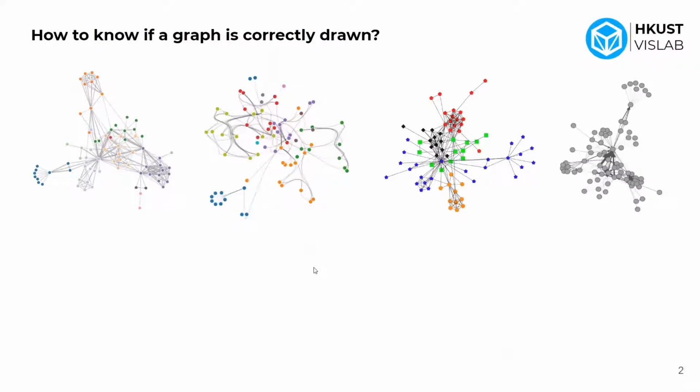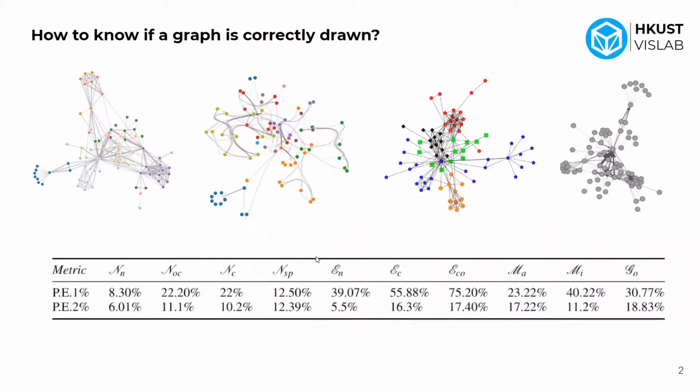We propose a new method to directly compute these metrics from graph layout images using convolutional neural networks. Below are the results. To know more about our approach, please attend our talk.